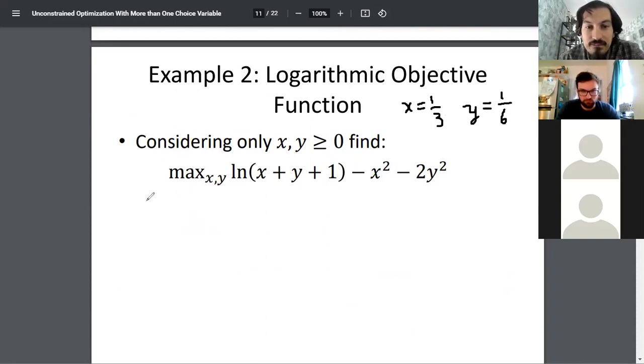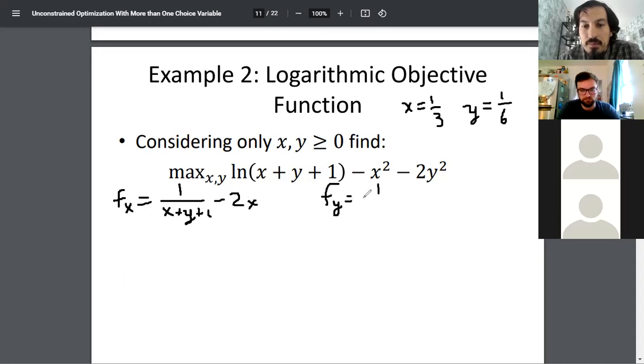What are they? I should have left up the first order conditions, if for no other reason than that they had the partial derivatives. I have to write it again: f_x equals 1 over x plus y plus 1 minus 2x, and f_y equals the same thing, but minus. I'm writing this again, not because we need it, but because it'll help us to find the second order derivatives. Just a nice visual aid for when we're doing this.